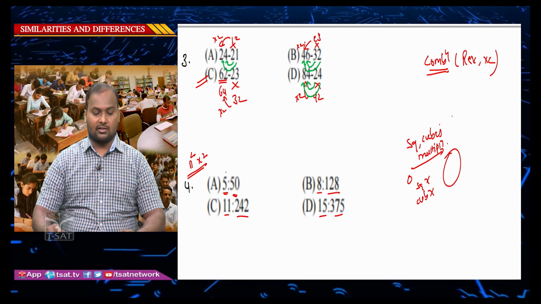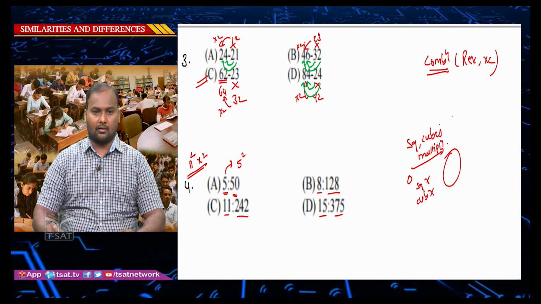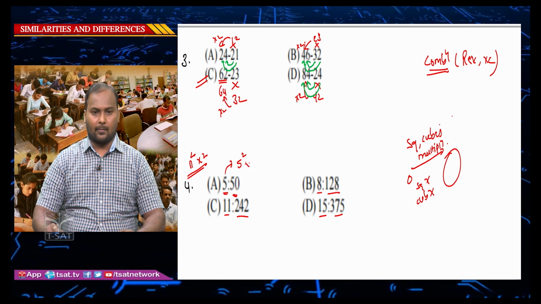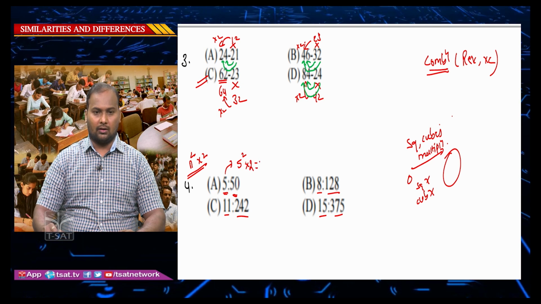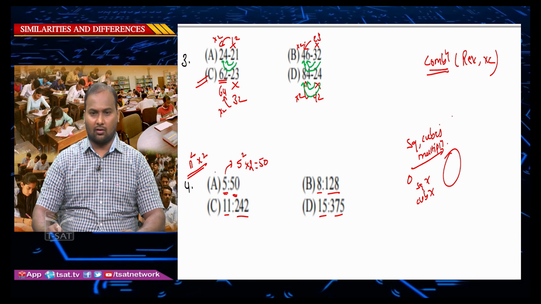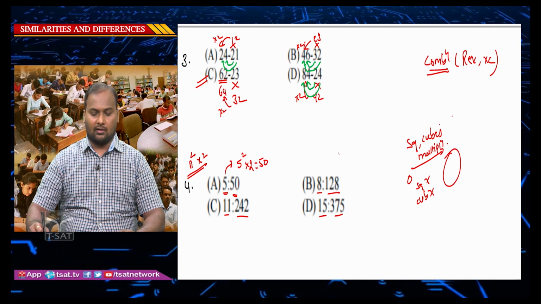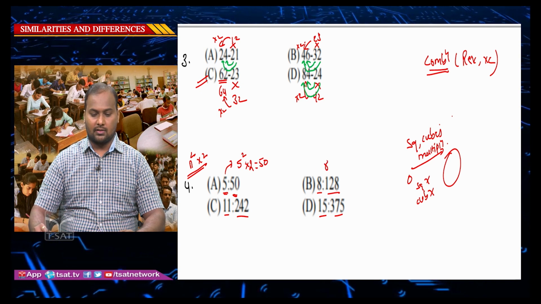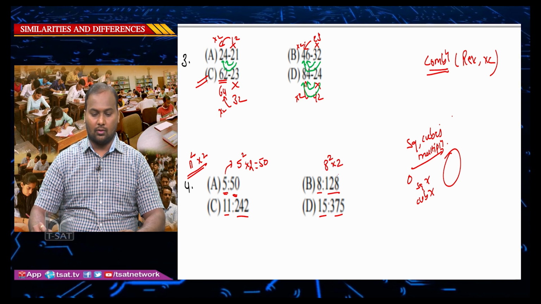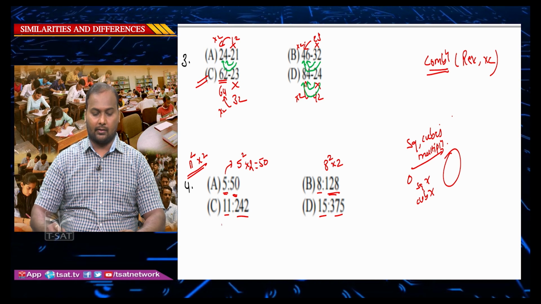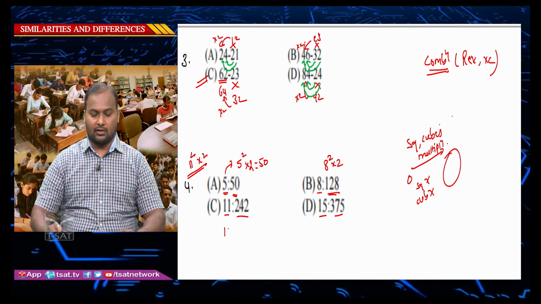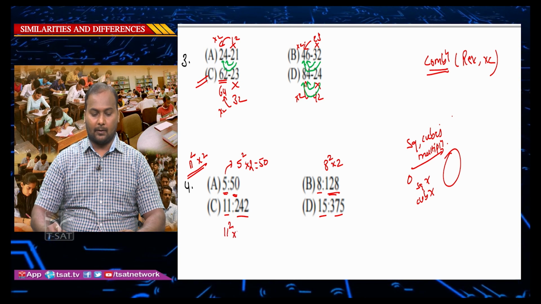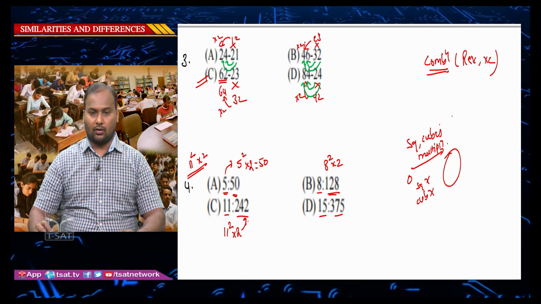Let's see this. For example, here you are having 5, so I can write 5 square, that is 25, multiplied by 2, then you get the answer as 50. So here the logic is combination. In the same way 8 square is 64 multiplied by 2, so you'll get the answer as 128. In the same way 11 square is 121, again multiplied by 2, you are going to get 242.